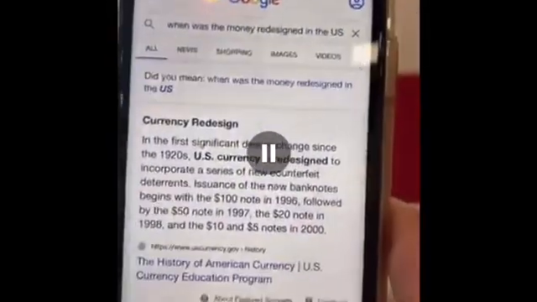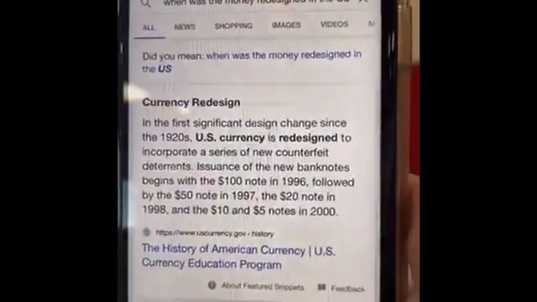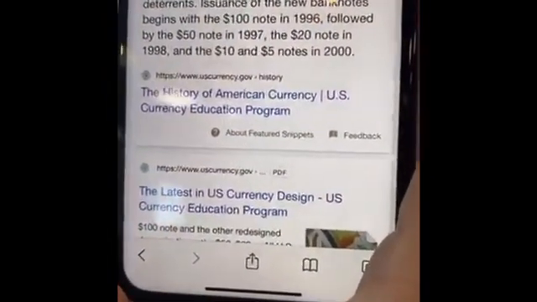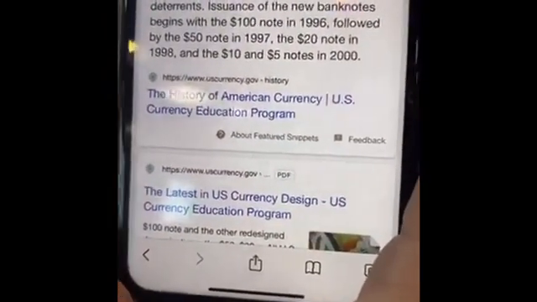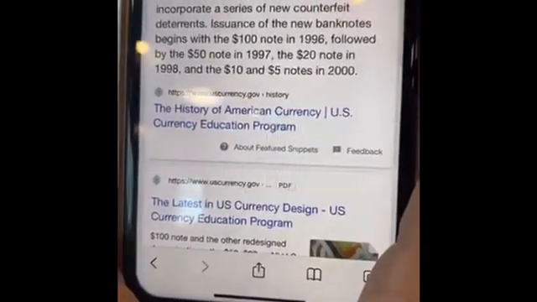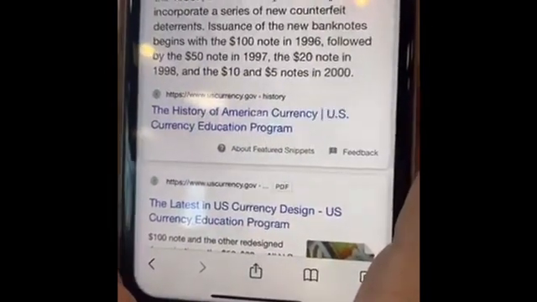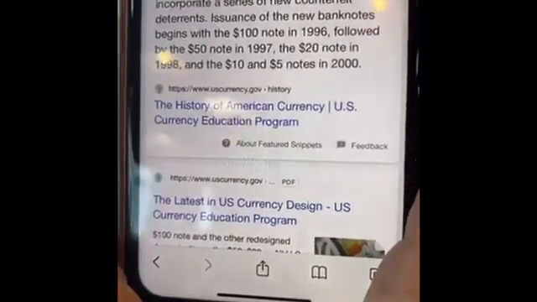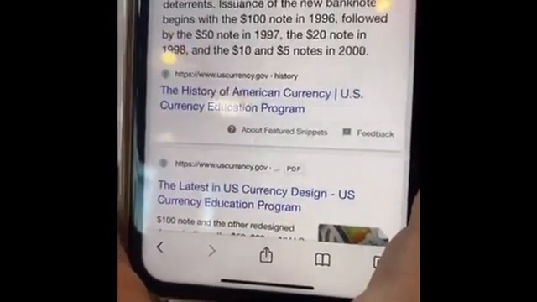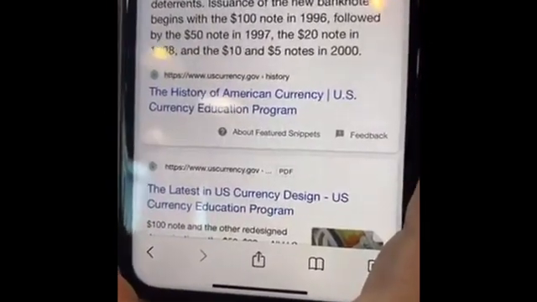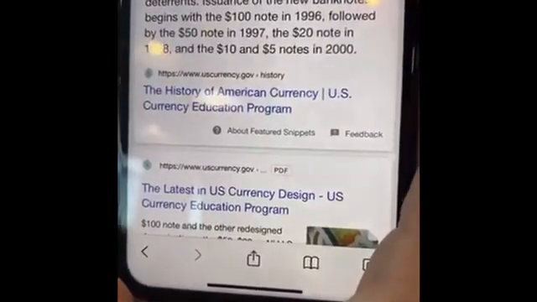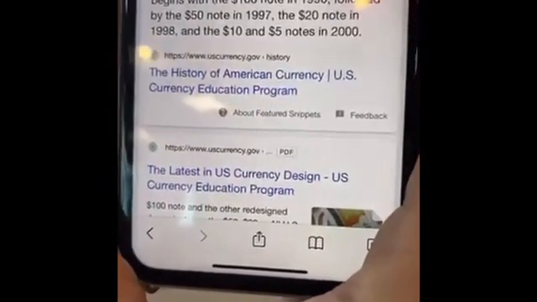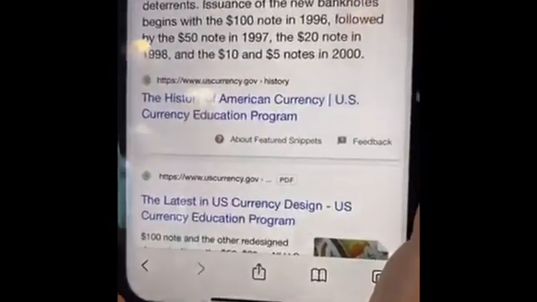Read this. I typed in Google, when was the money redesigned in the U.S.? Here's the answer. In the first significant design change since the 1920s, U.S. currency is redesigned to incorporate a series of new counterfeit deterrents. Issuance of the new banknotes begins with the $100 note in 1996. Interesting. Followed by the $50 note in 1997, the $20 note in 1998, and the $10 and the $5 notes in the year 2000. Now look at the website.